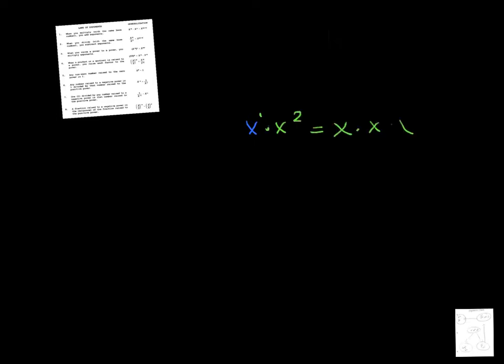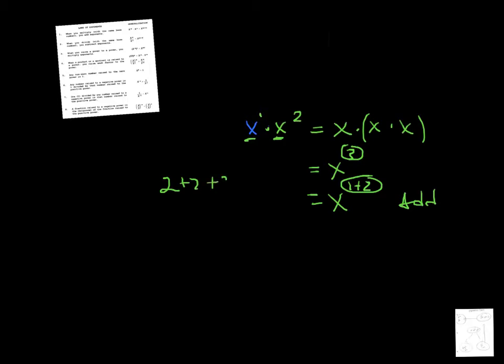state the obvious, because x squared is x times x, and this becomes x cubed, and what do you know? Cube is really 1 plus 2. So if the base is the same, you add exponents, much like addition to multiplication. If you have 2 plus 2 plus 2 plus 2, you write it as 2 times 4. So multiplication and addition kind of go hand in hand.